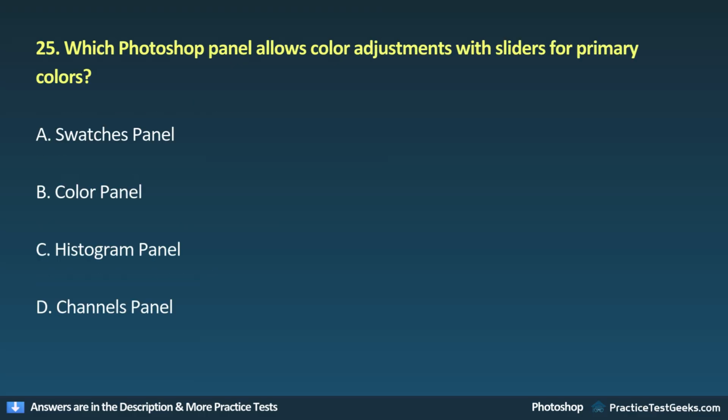25. Which Photoshop panel allows color adjustments with sliders for primary colors? A. Swatches panel. B. Color panel. C. Histogram panel. D. Channels panel.